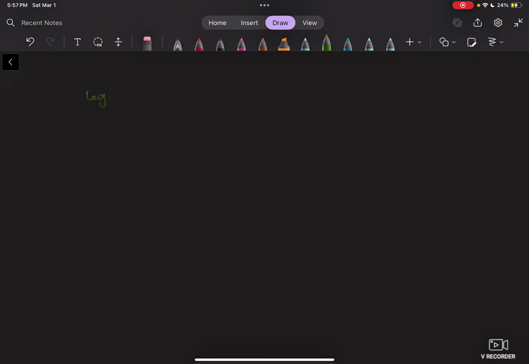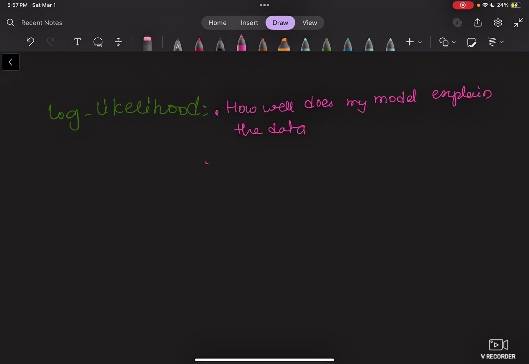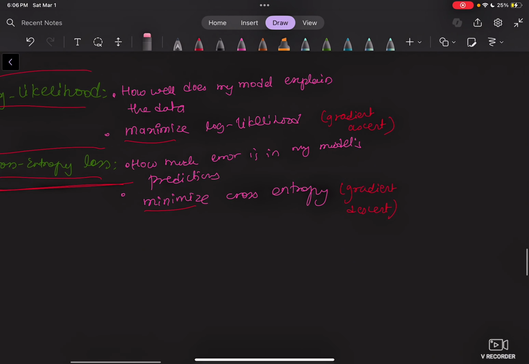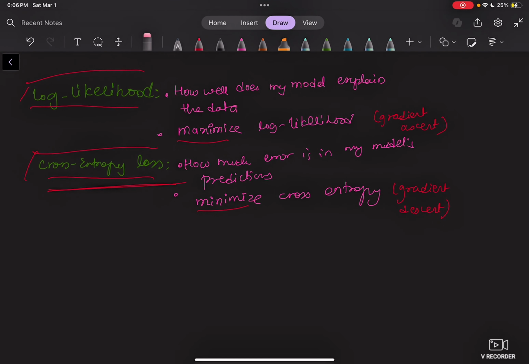So log likelihood, how does it think? Log likelihood thinks with how well does my model explain the data? Okay, so we are maximizing log likelihood. And on the other hand, sorry, I had to take a quick break, but anyways, our cross-entropy loss, the perspective is understanding how much error is in my model's predictions. So this is done through gradient descent, which is minimizing cross-entropy.